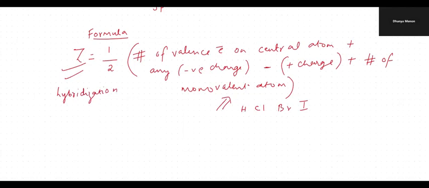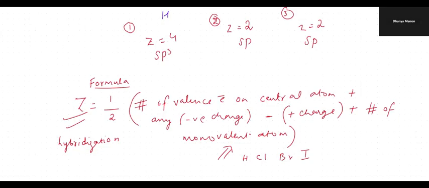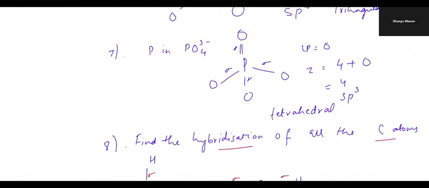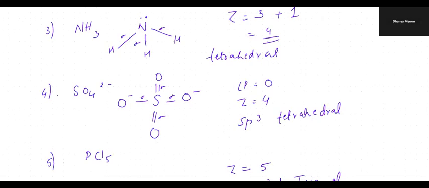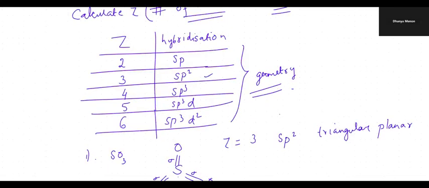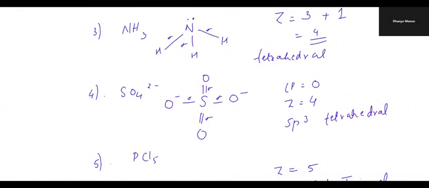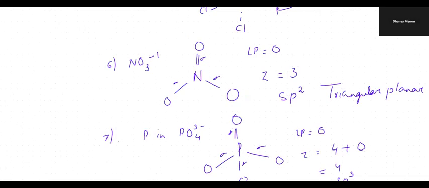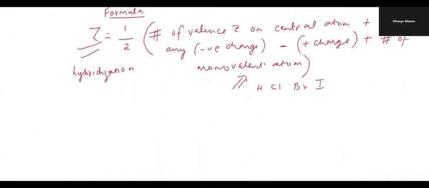Okay, because we already know the table over here. I already gave you the table here. If you know Z, you will know the hybridization. But this formula we are using if we don't know the structure. The formula that I just gave you now, we use when you don't know the structure, or how many sigma bonds or how many lone pairs are there.